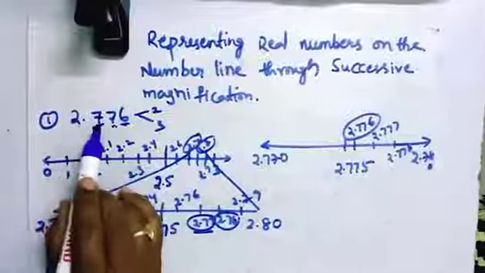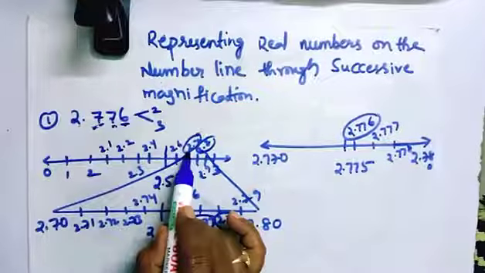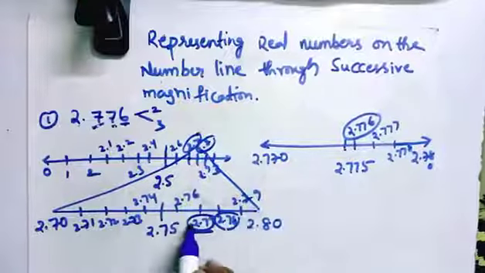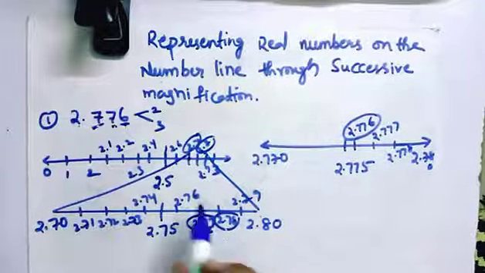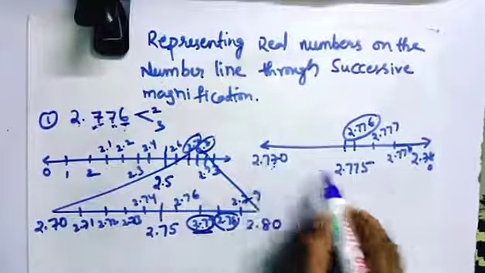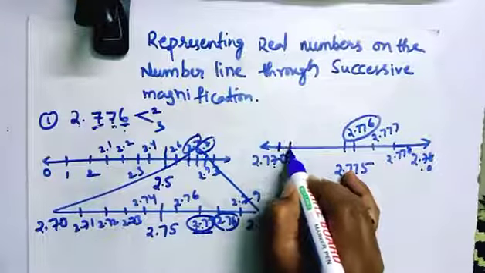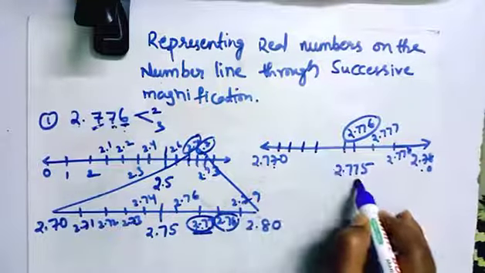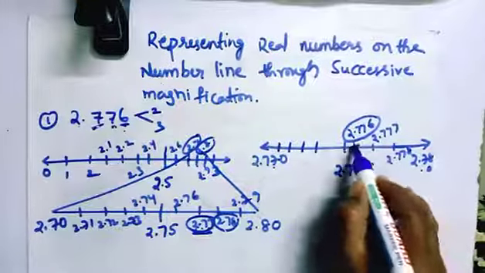So first check 2.7, you will get 2.7. After 7 you will get between 2.7 and 2.8. So expand these two numbers like this. Again choose 2.77. After that we have 6. So this 6 will come between 2.77 and 2.78. Now expand. This is 2.771, 2.772, 2.773, 2.774, 2.775. After that we have 2.776. So then this is our required number.